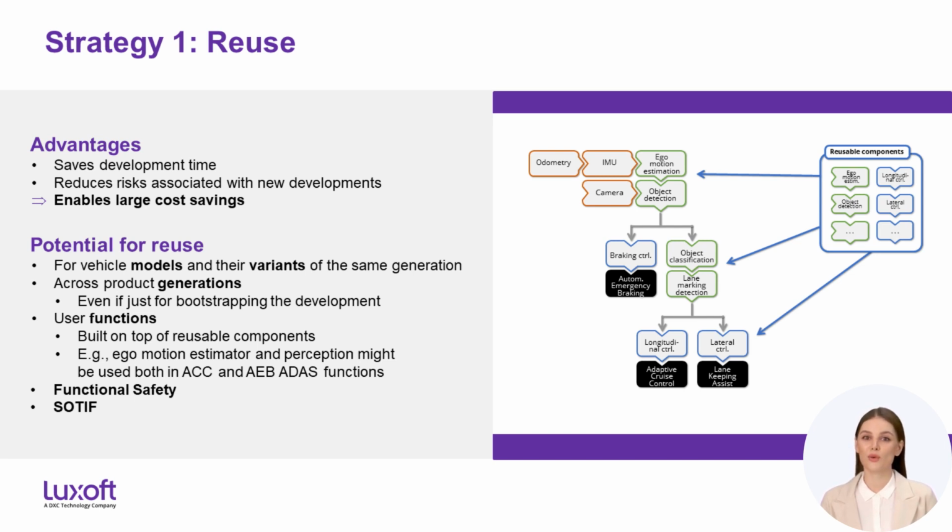In that case, components like ego-motion estimator and a camera-based perception might be used to implement the autonomous emergency braking ADAS function. If augmented by object classification and lane marking detection components, further functions like adaptive cruise control and lane keeping assist can be built with a significantly reduced total effort. Finally, large time savings are possible by reusing the results of a functional safety and safety of the intended functionality analysis and verification, especially if the system is designed using model-based system and software engineering principles.